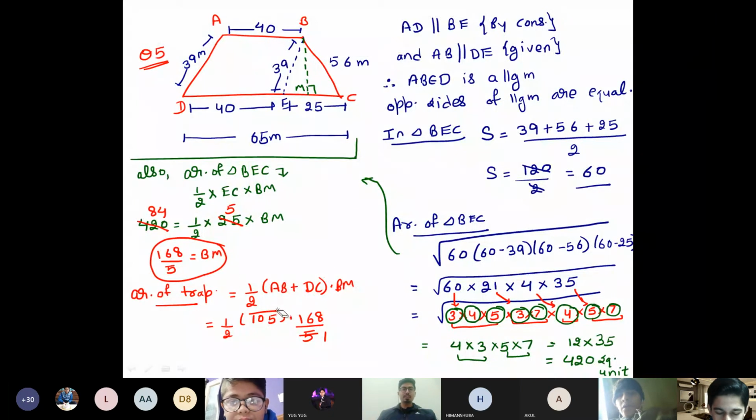If I just cancel it, 21. This will be 21. If I just cancel out, 2 8s are 16 and 4. 84. So just multiply 84 and 21. What is the answer, students? 1764. So 1764 square unit is my answer.